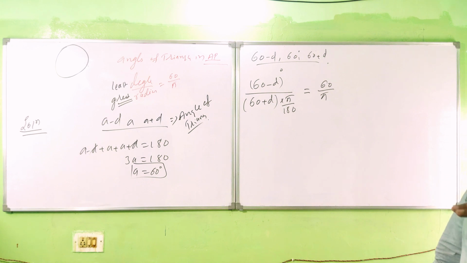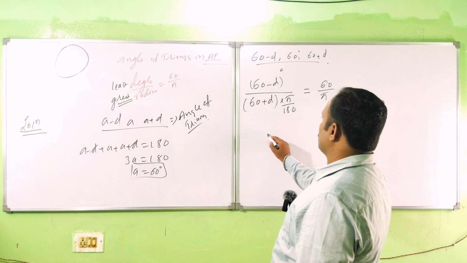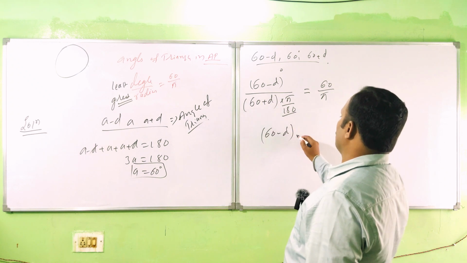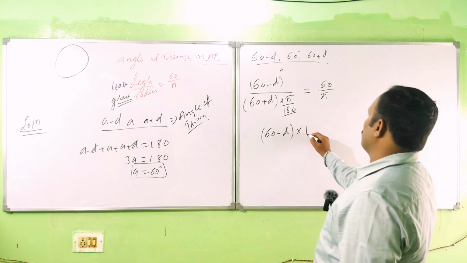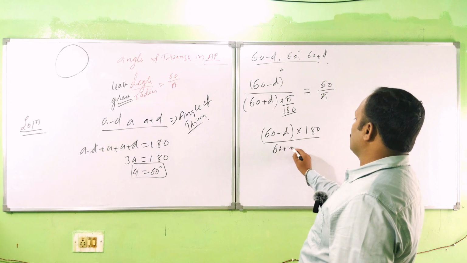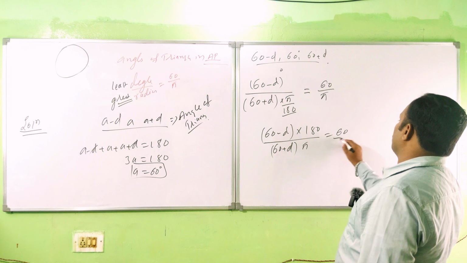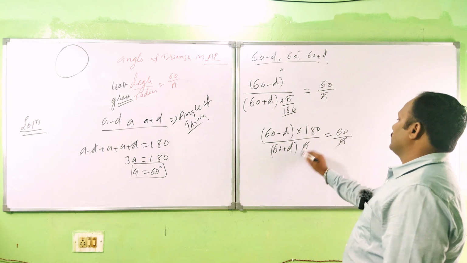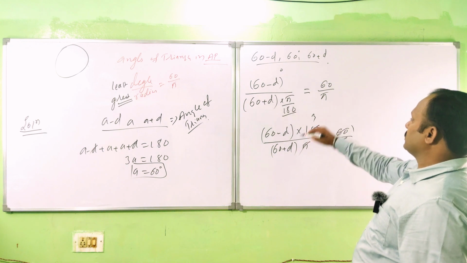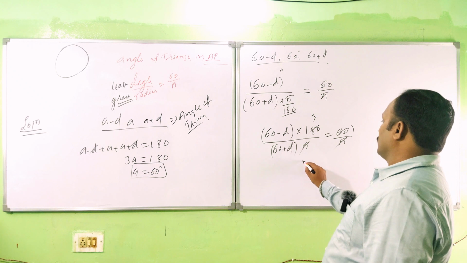This is the next concept or next clue they have given. Simplification gives 60 minus d. This division goes to multiplication, and remaining is (60 plus d) into pi is equal to 60 divided by 3. Pi gets cancelled. 60 ones are 60, 3 threes are 180.